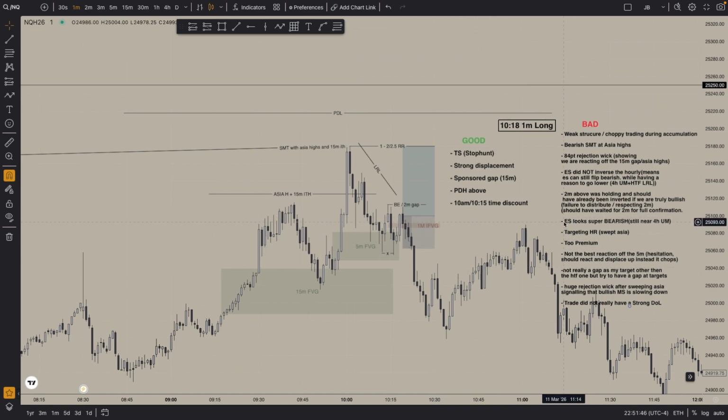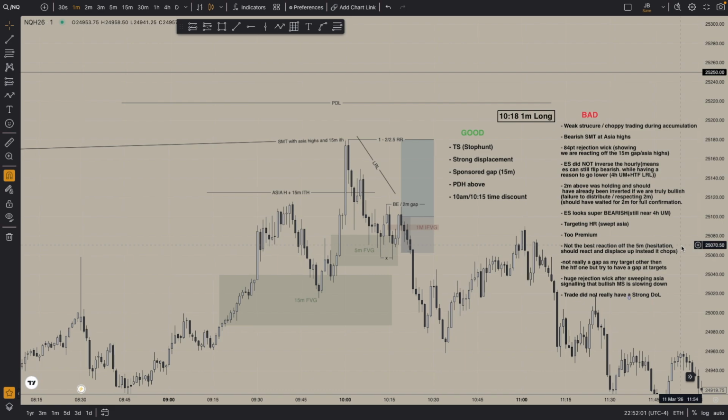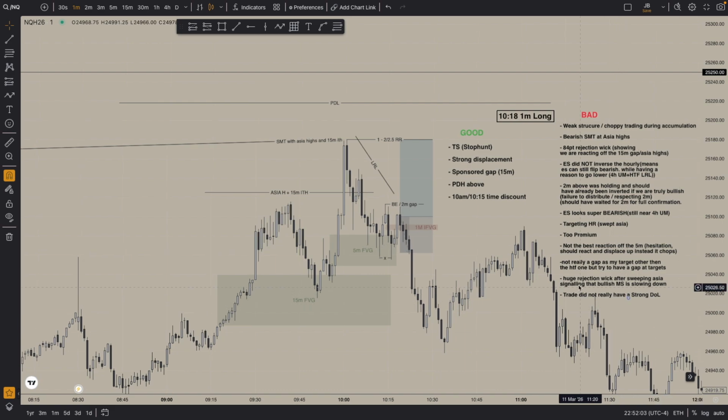We also have ES looking super bearish. As you can see, we did not inverse the gap, so we are still holding bullish, and we have the 4-hour unmitigated gap still lower, which is not good. Obviously, we're targeting high resistance, so we should not be returning to high resistance. Also, to premium, I don't think this is like the biggest thing. It's just something else to consider as well.